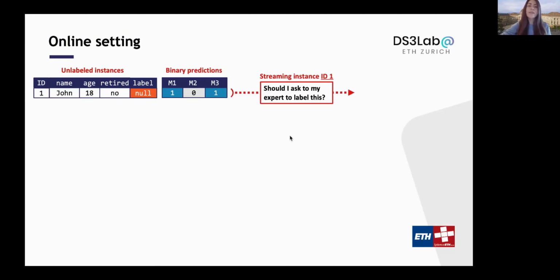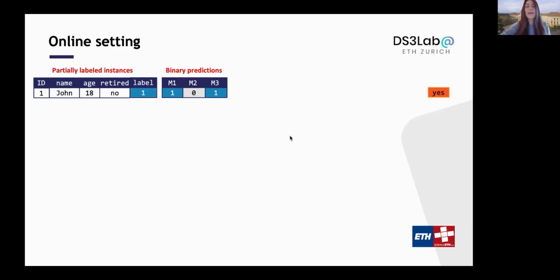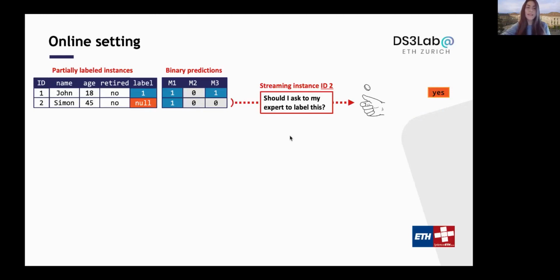At the very first instance, we just flip a coin, and if it comes up heads, we will ask the expert, and if it comes up tails, we will throw away the instance. Of course, you don't have to throw away the instance physically, but that means we won't use that instance anymore. And then I get my answer, yes, for this instance, so I ask the expert to label it, and then I move on.